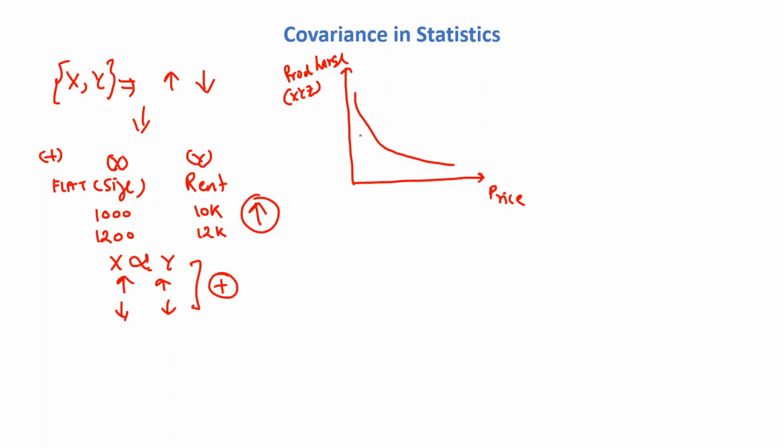This is the price, this is the production. When the production is high, the price is less. When the production is less, the price is high. So this is the negative relationship we have. These are the two variables: one variable is this, the second variable is this. It means these two variables have a negative relationship.